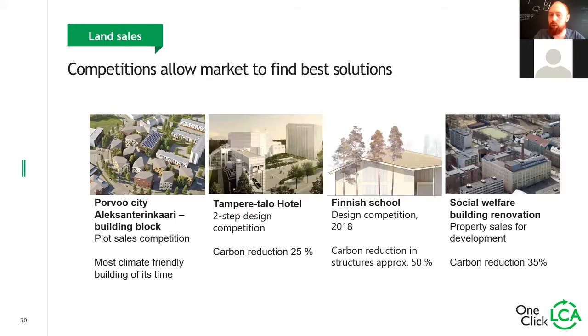Then there were some Finnish schools in a design competition where they had to reduce the carbon emissions of structures by at least 50%. And there were also some social welfare building renovations where they had to reduce the carbon by at least 35%.